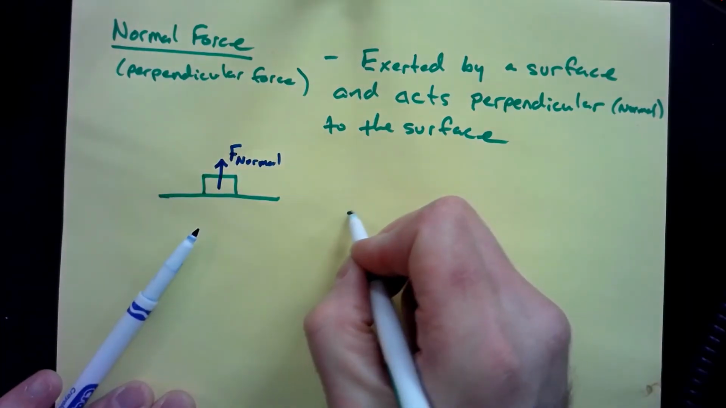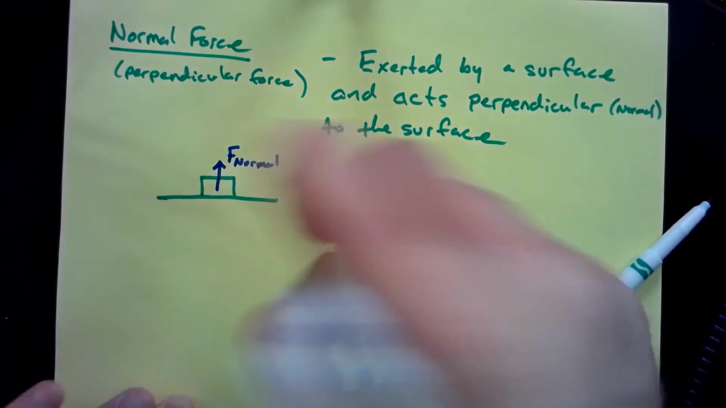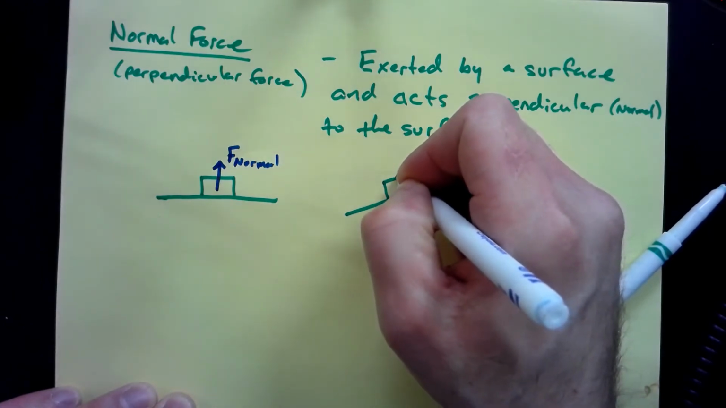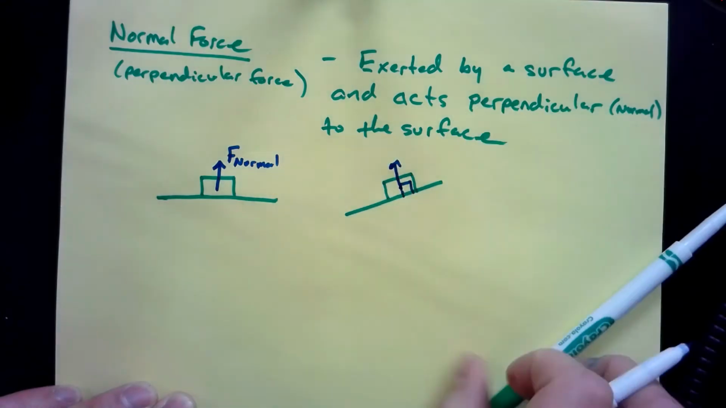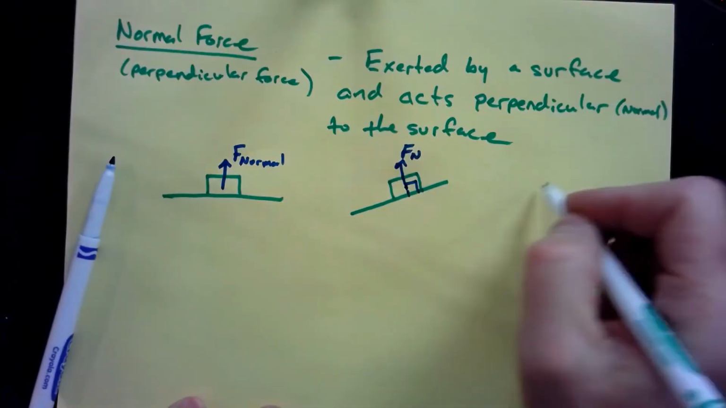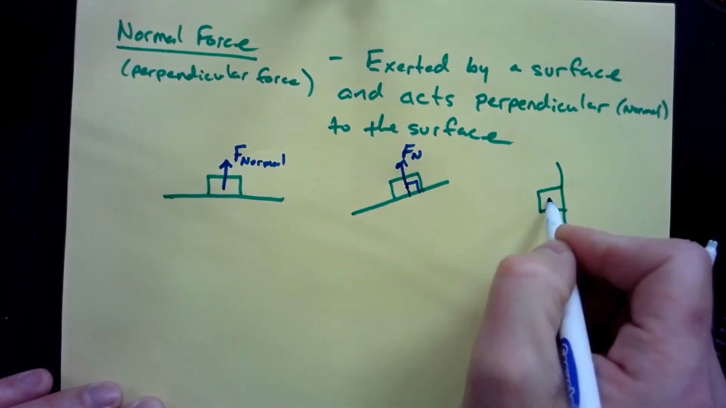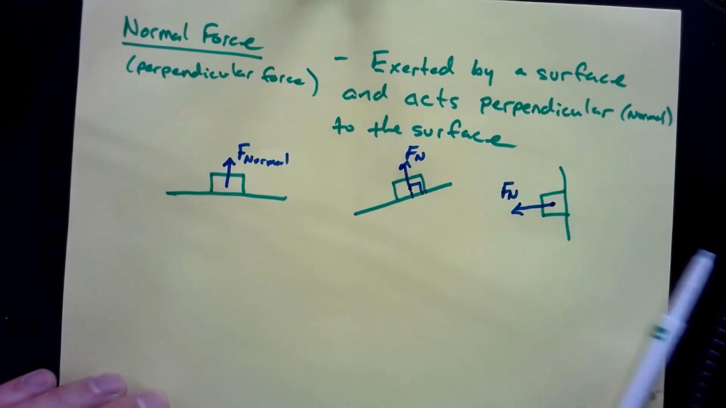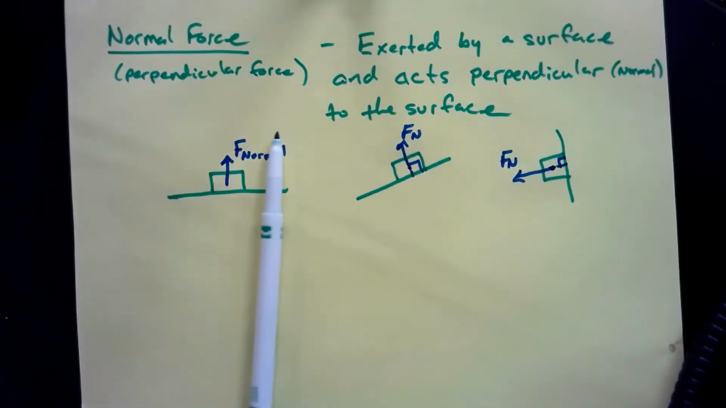Well, let's tilt the surface. Now we have a block sitting on a tilted surface. Well, the normal force still has to act at 90 degrees, okay, normal to the surface, Fn. If we have something pushing a block against a wall, well, the normal force will still be normal to the surface, all right? Always making a 90 degree angle with respect to that surface.